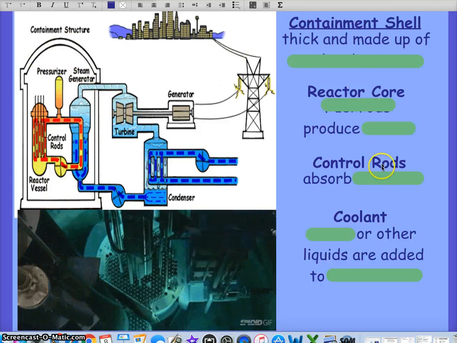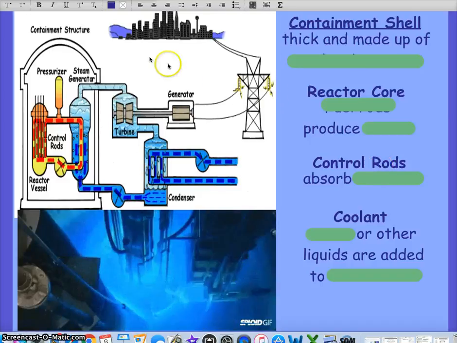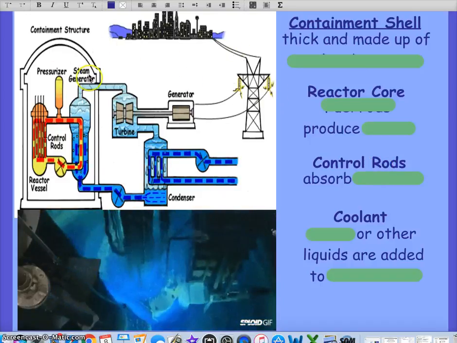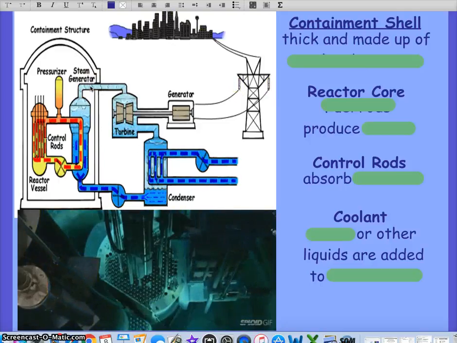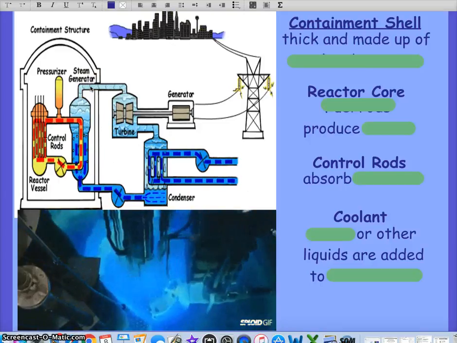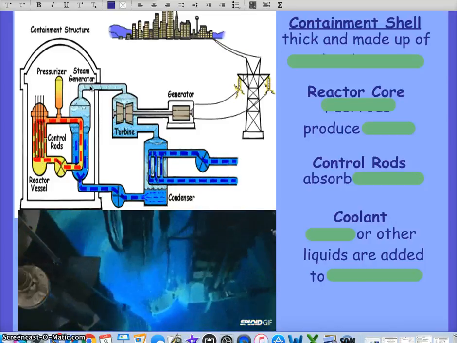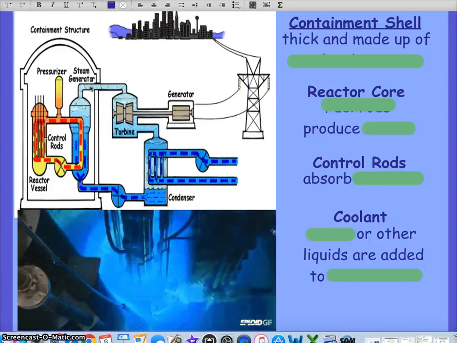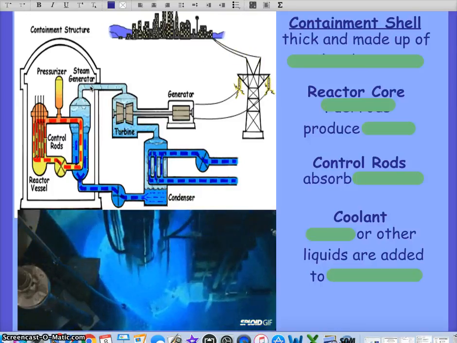And I'm going to explain the differences first, and then we'll go back in and explain the whole process. So the biggest difference is the fact that there has to be a containment structure. I'm going to just tell you this. In Chernobyl, which somebody mentioned yesterday, there was no containment structure, okay? So what do you think this containment structure is made up of, and what's its purpose?